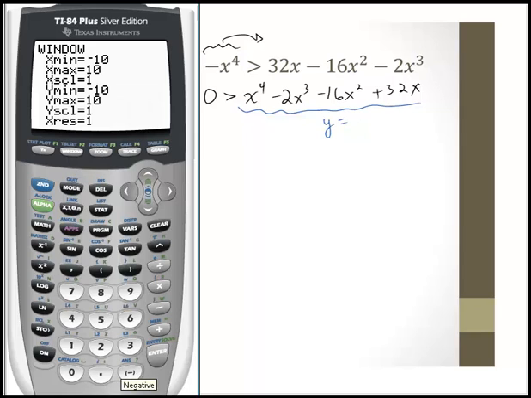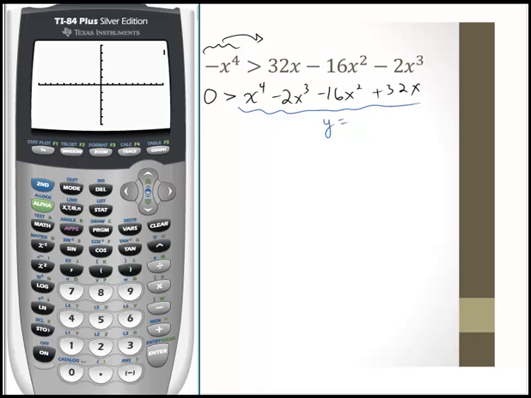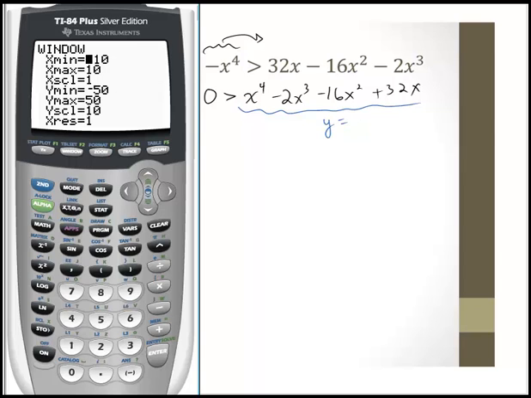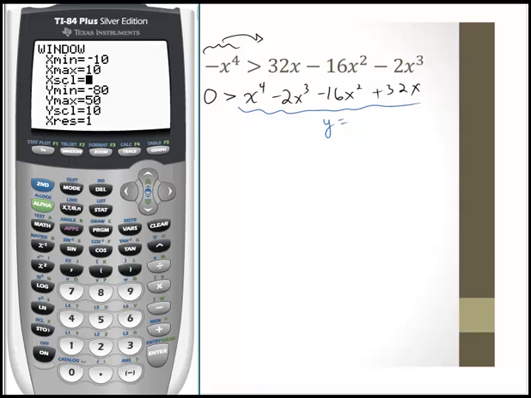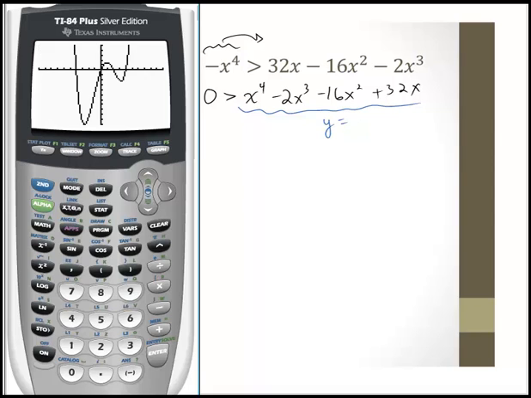I'll keep my x's as they are from negative 10 to 10, and let me adjust the y's to go from negative 50 to 50 and see if that gives me a better picture. I'll change my scale to tens on the y-axis. That's a little bit of a better picture. Let me adjust the window just a little bit more. Let me change the y minimum to, how about negative 80? Just a little more. How about negative 110? Alright, and so there's a good picture of the curve.